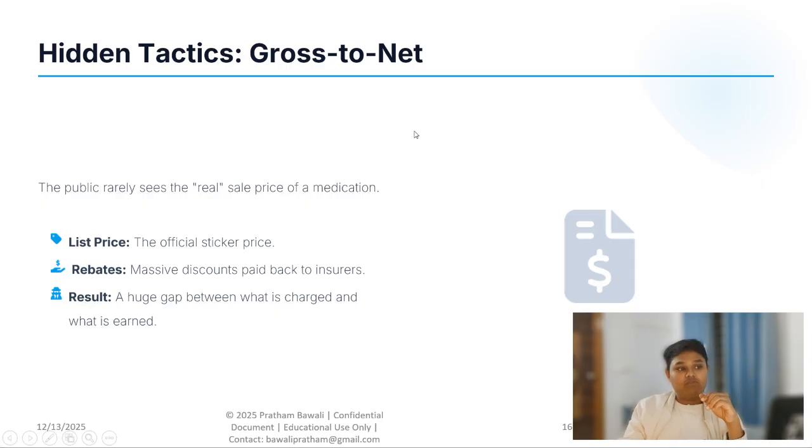Hidden tactics: cost to net. The public rarely sees the real sale price of medications. List price, the official sticker price. Rebates, massive discounts paid back to the insurers, result in a huge gap between what is charged and what is earned.